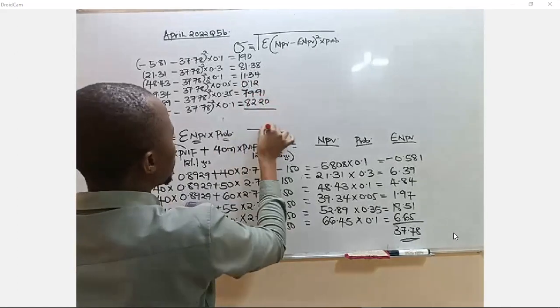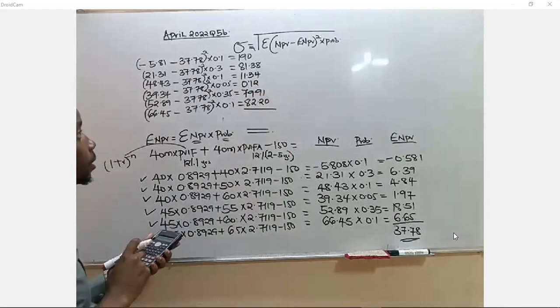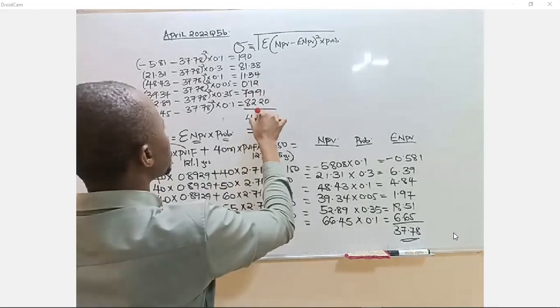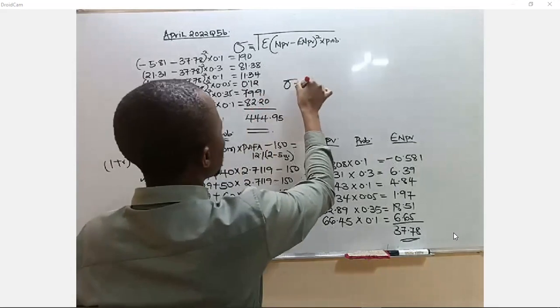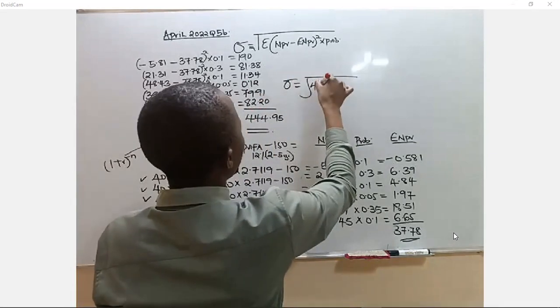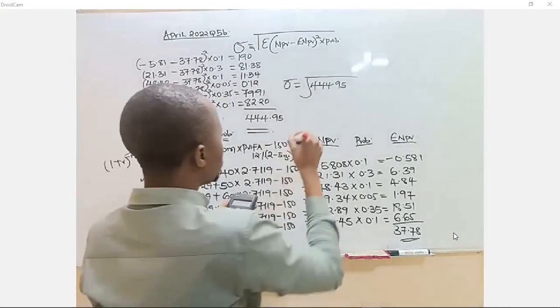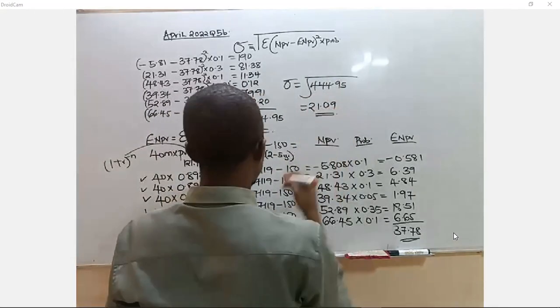So what is our total here? The total will be 79.91 plus 0.12 plus 11.34 plus 81.38 plus 190, and we are getting 444.95. So what is our standard deviation? We just need to take the root of 444.95. I just put this in my calculator, and I'm going to be getting 21.09. That is my standard deviation.